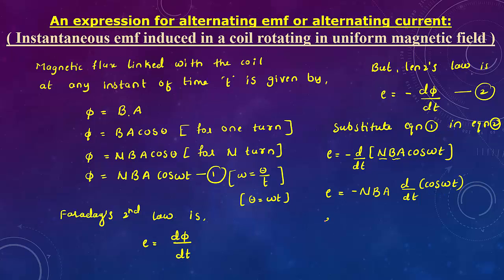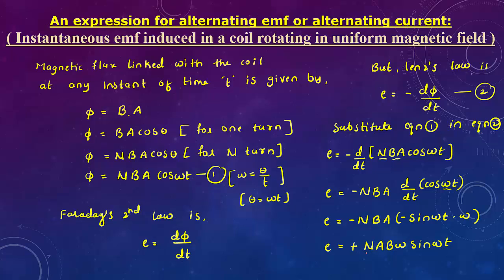Let us differentiate cos omega t. See here, minus N B A, keep as it is. Differentiating cos omega t gives minus sin omega t into omega, because this is the variable. So we can write this equation, minus into minus will be plus. The remaining is N A B omega sin omega t.